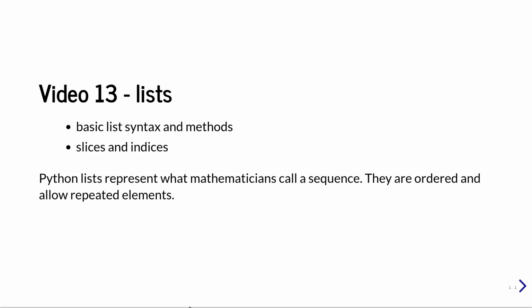Right, we're now ready to learn about a new Python type, which is the list. So we're going to see the basic list syntax, how to create our own lists, list methods, and we'll look at slices and indices, which is going to be very similar to the same thing when we met it for strings. Now what Python lists do is they represent what we would call in mathematics a sequence. So they have an order, and you can have repeated elements in your list if you like.